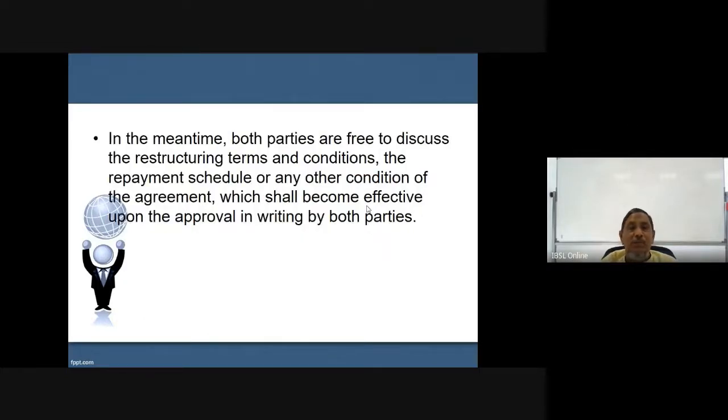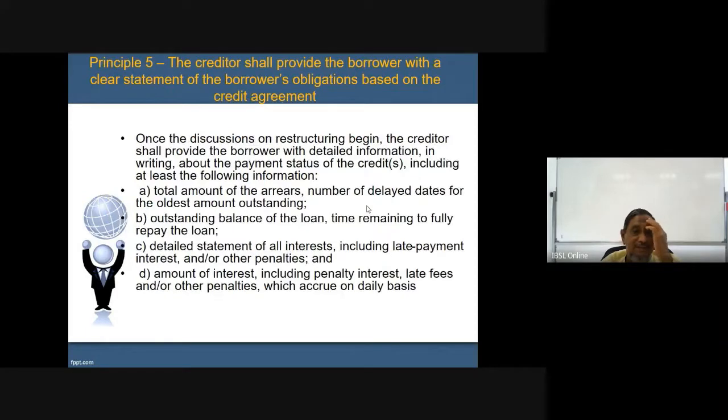In the meantime, both parties are free to discuss the restructuring terms and conditions, the repayment schedule, or any other condition of the agreement, which shall become effective upon the approval in writing by both parties. So meanwhile, both parties can discuss the terms and conditions.